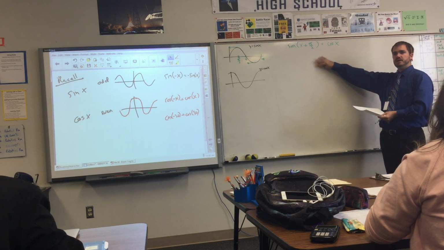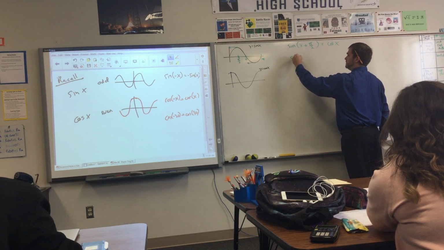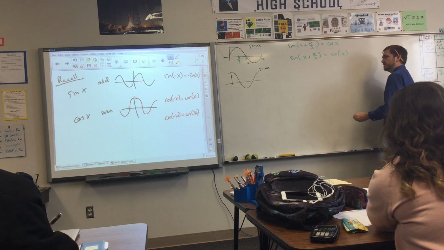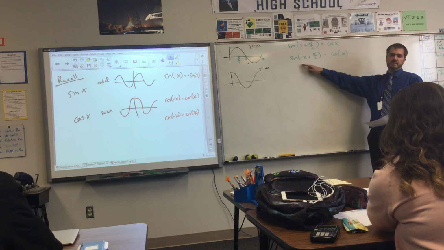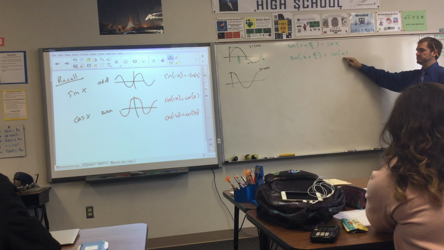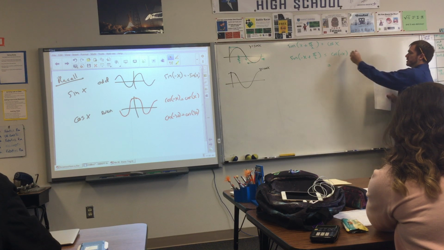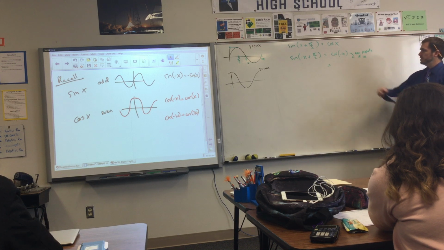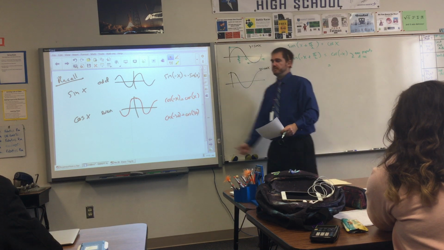Now I'm going to do a little bit of manipulation here so that everything looks like what you've got in your formula chart. For no apparent reason, I'm just going to plug in negative x into both of these, just because that looks like fun to do. If it works for positive angles, it's going to work for negative angles. No big deal. But on the right-hand side, I'm going to apply the even property of cosine, where we have cosine of negative x is equivalent to cosine of x.